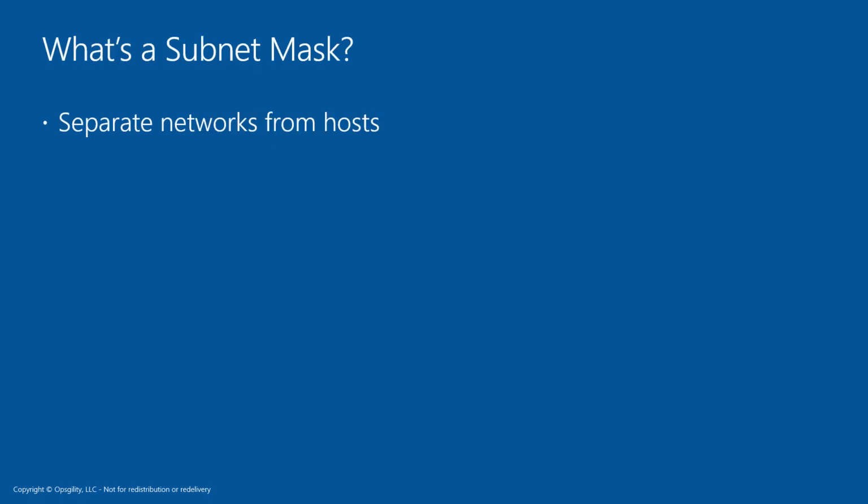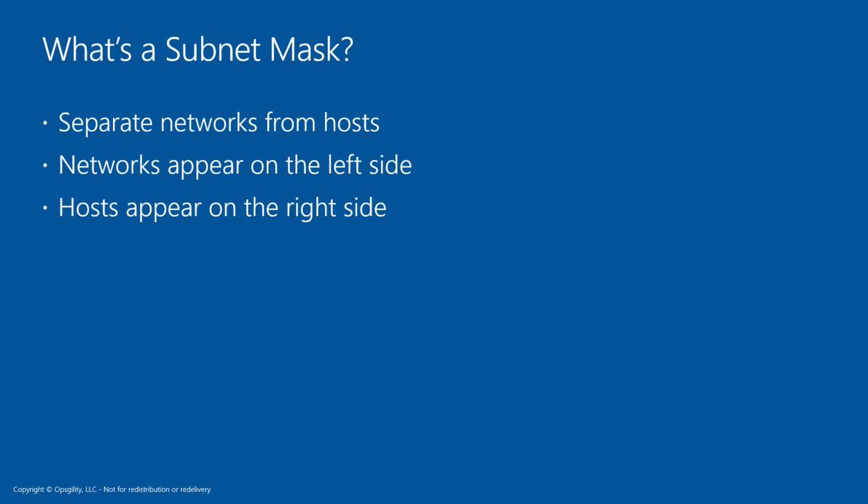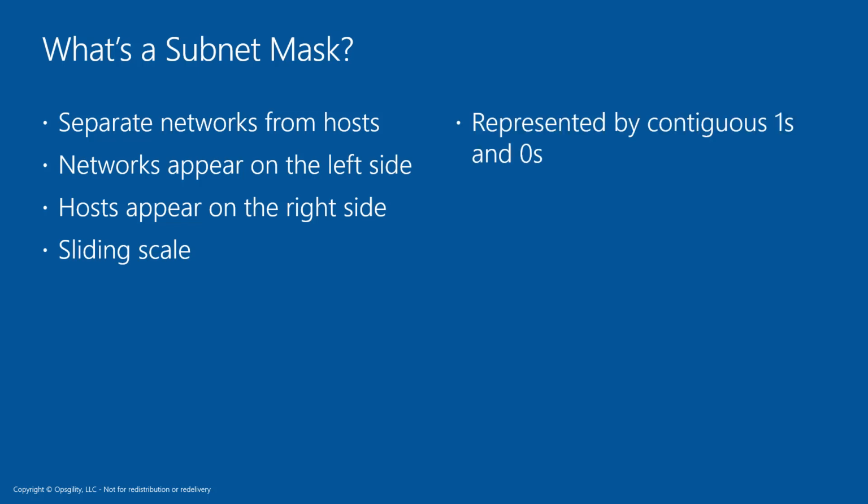Let's talk about those subnet masks. Well, they separate networks on the left from hosts on the right. Networks appear on the left side and hosts appear on the right side. It's a total sliding scale. You can slide it one way or the other. If you want more hosts, you slide it to the left. If you want more networks, you slide it to the right. They're represented by contiguous ones and zeros, so you can't have any breaks between those ones and zeros. It either has to be all zeros on the right or all ones on the left.